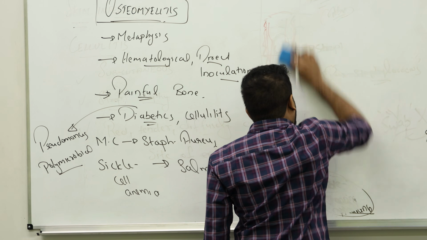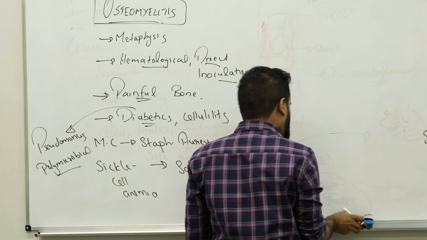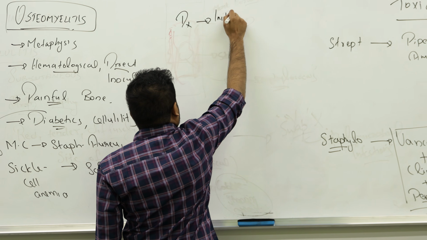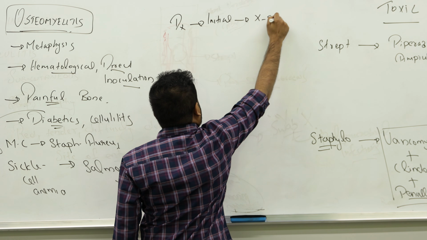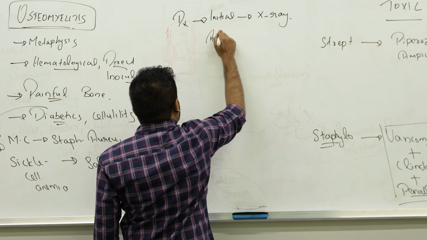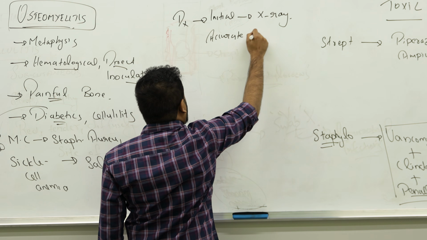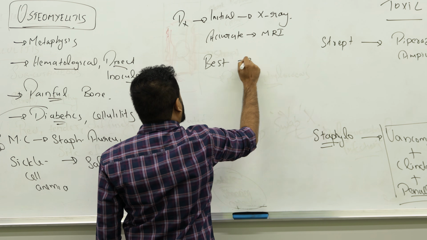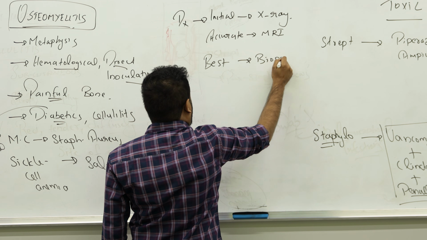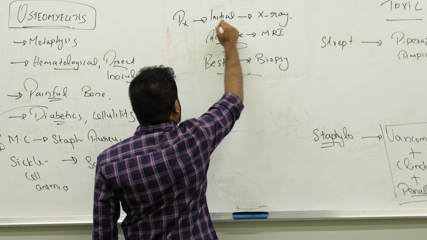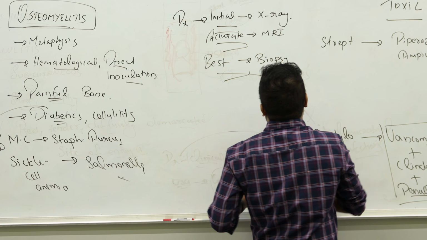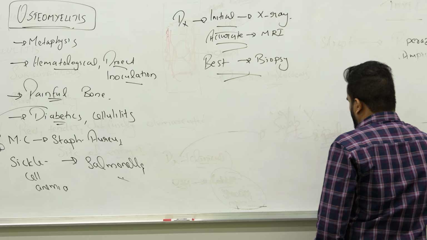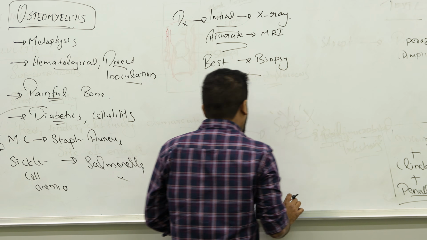Now, for diagnosing osteomyelitis, it's very easy, a bone problem. If they ask you initial, for sure you can go for what? X-ray. But if they ask you in the exam, accurate will go with MRI. And if they ask you the best one, it is always what? Biopsy. Even you can go for bone scan, but that will not be an answer in any exam. X-ray, MRI or biopsy. So that's about osteomyelitis and how you treat that osteomyelitis.